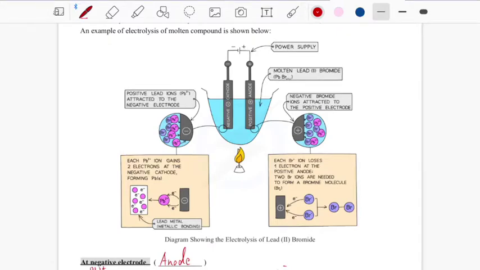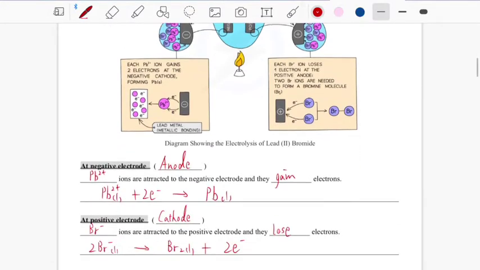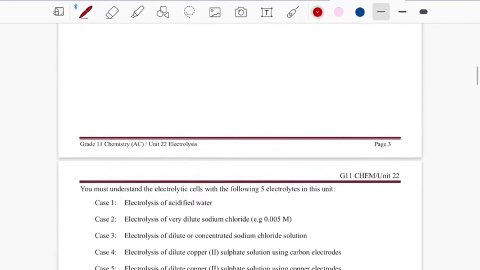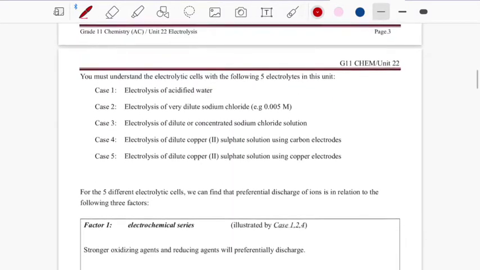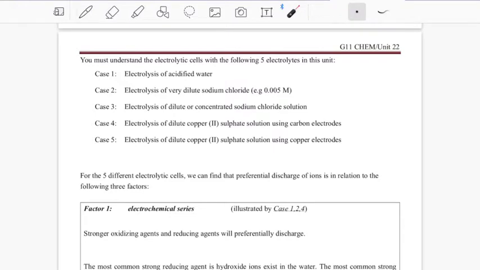However, we're going to learn 5 more complex cases in this unit. They are listed on the next page. By the end of this unit, you will be able to analyze these 5 cases and explain how we get those products and how you reach your answers.